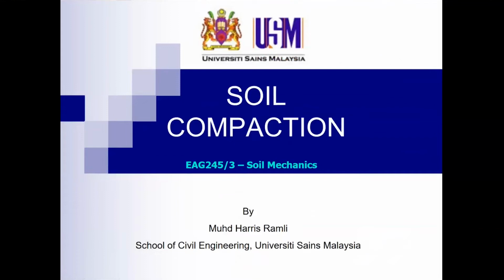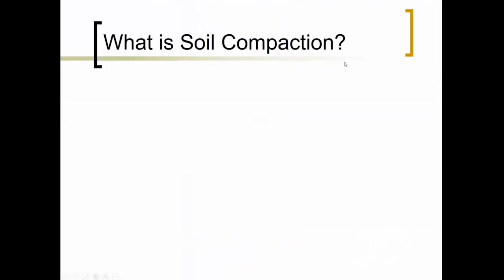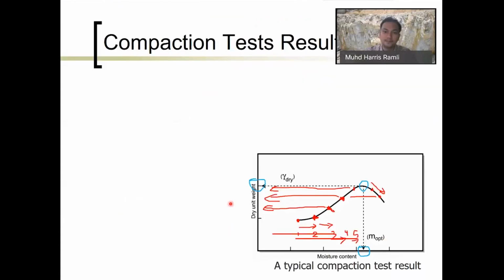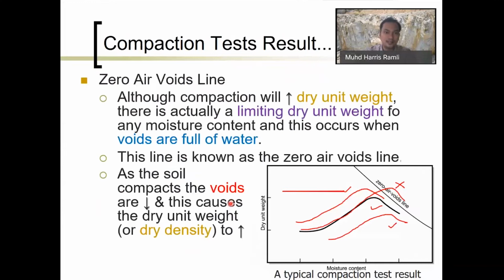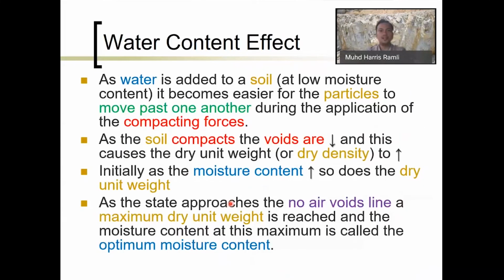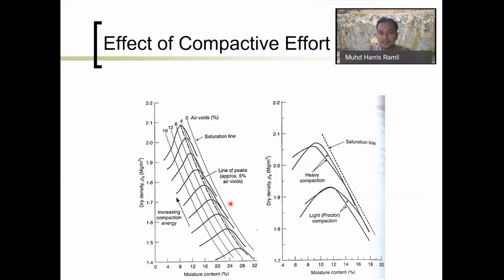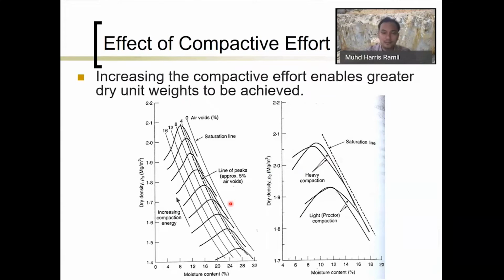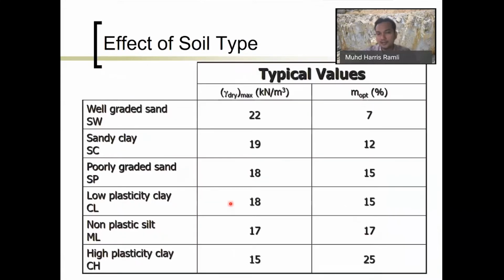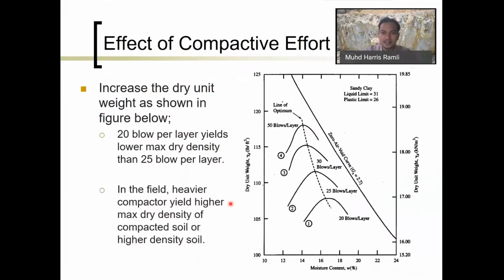Morning, guys. So we're going to continue our soil compaction, okay? We already covered this. The water content effects: remember, the purpose of water is to help particles move around so that they can get their best packing under the compactive effort. As you give more energy, it can increase its dry density, reduce compressibility, increase stability, and also increase bearing capacity.